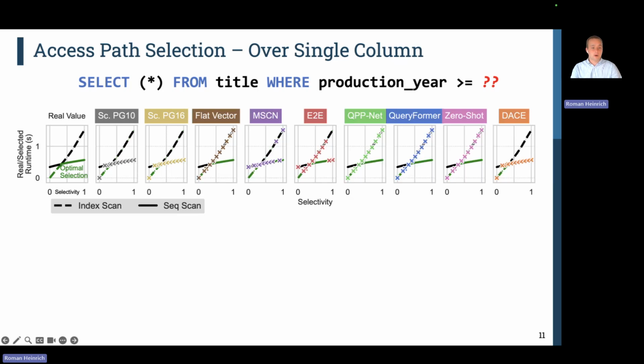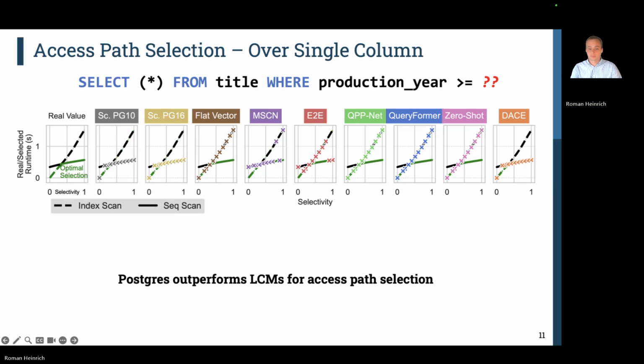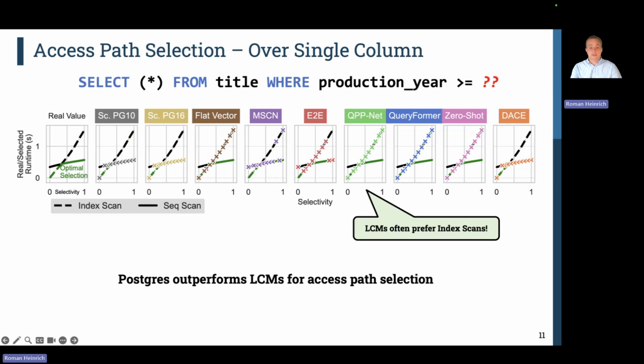And here we can see that the brown model, fat vector, the green QPPNet, the blue QueryFormer, and the pink zero shot all of the time select the index scan and never, in fact, select the sequential scan. Other models, such as end-to-end, are more noisy. In our paper, we repeat this, of course, over different columns on different datasets. But overall, we see that Postgres again outperforms learned cost models for access path selection. And we also found that learned cost models often prefer index scans and have a bias towards indexes.